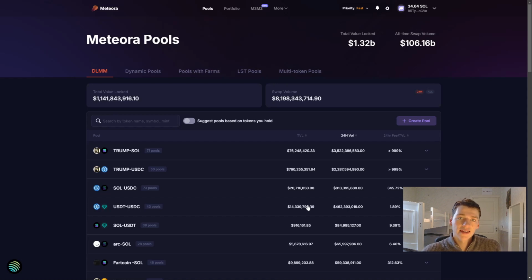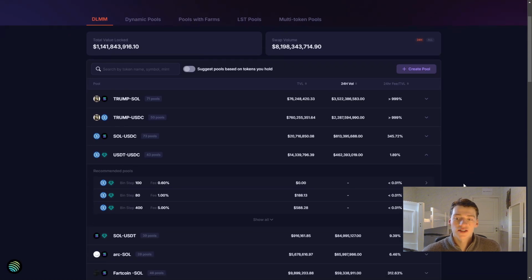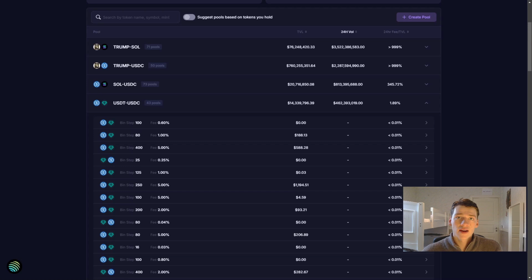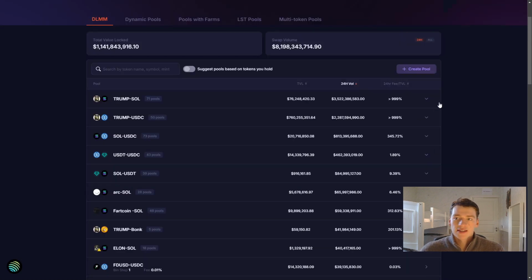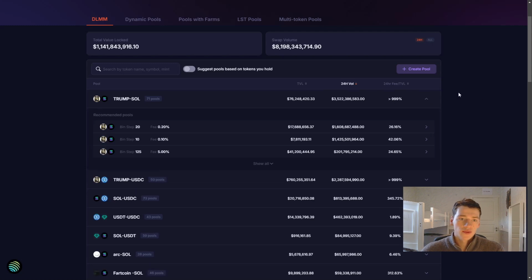pools. So when getting started, it is actually quite a good idea to provide liquidity for stablecoins, as they're relatively a lot safer, and even though the fees that you get aren't as big, they normally generate a very nice income that you don't really need to touch or even observe. So let's say we want to provide liquidity for the Trump Sol one.